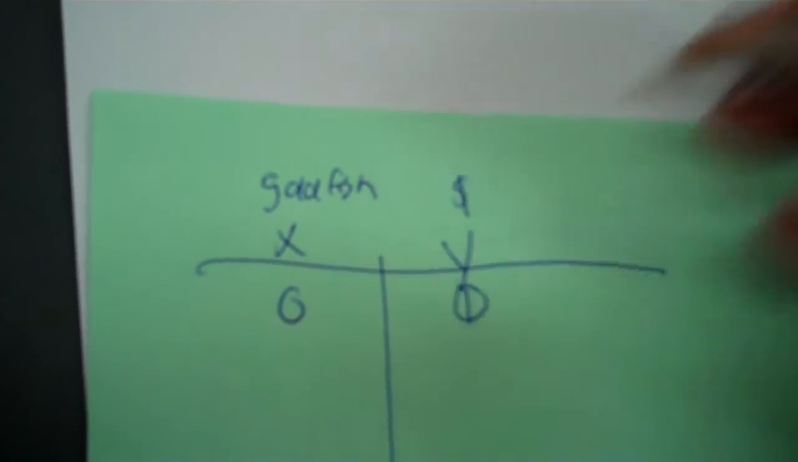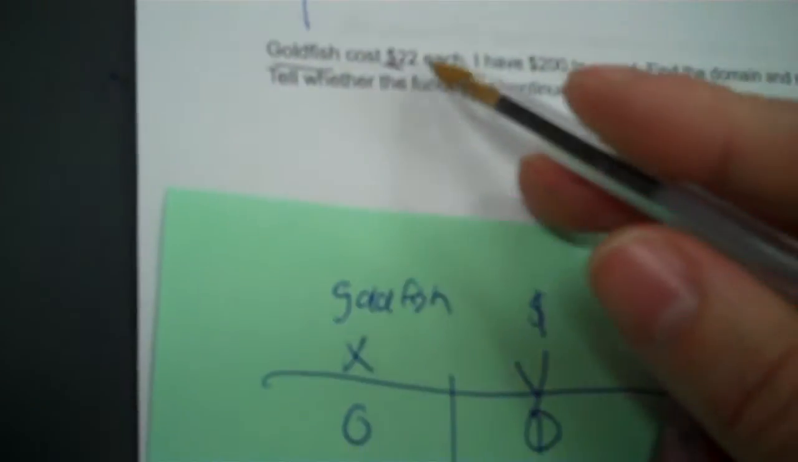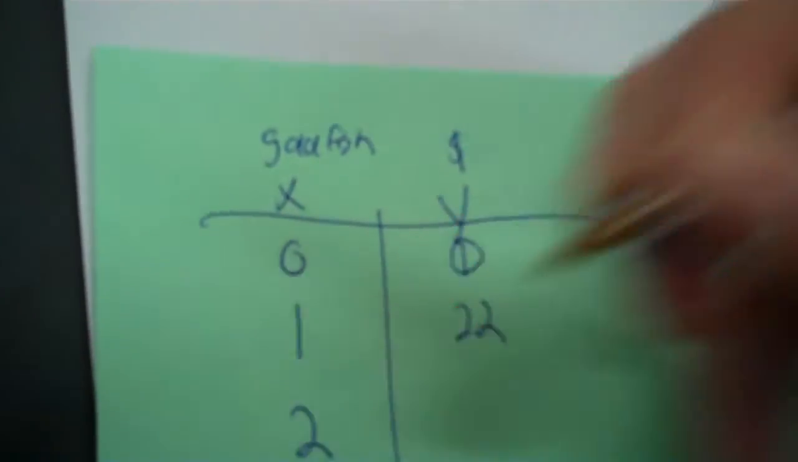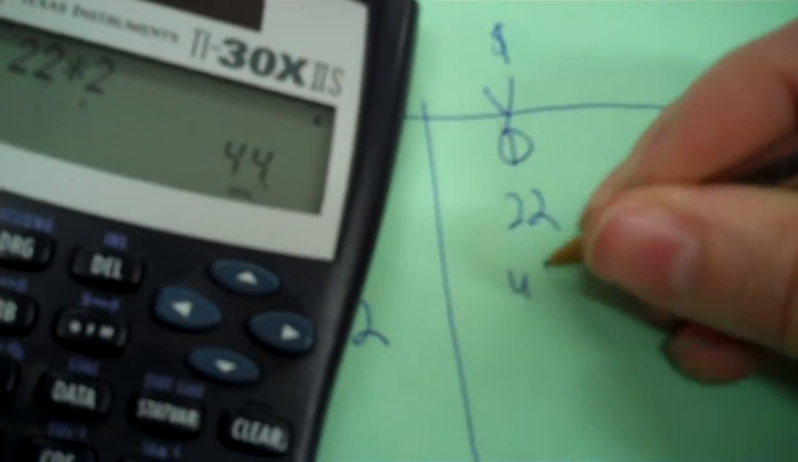So if you buy 0 goldfish, you're not going to pay any money. You're going to pay $0. You buy 1 goldfish, you're paying $22. If you buy 2 goldfish, you'd be taking 22 times 2. Okay. 44. 3 would be 22 times 3. After I get through 3, I identify my limit. Well, the limit's 200, but it's $200, so now it goes in the range, okay? So you cannot cross 200, okay? That's a no cross zone.